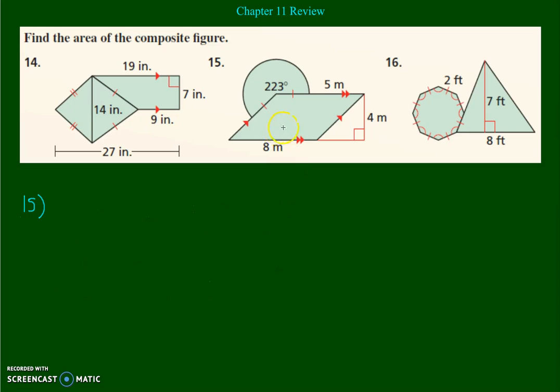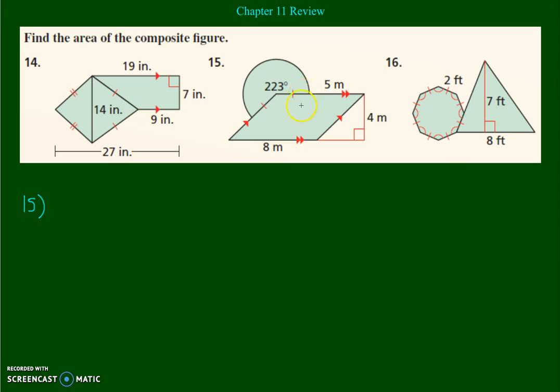And looking at 15, it appears that we have a parallelogram. This is not part of the composite figure. It's just this shaded region in this. This is just information to tell us what the height of this parallelogram is. This is a sector of a circle, and it's telling us that this angle is 223 degrees, and these radii are congruent, which tells us that this is a circular sector.